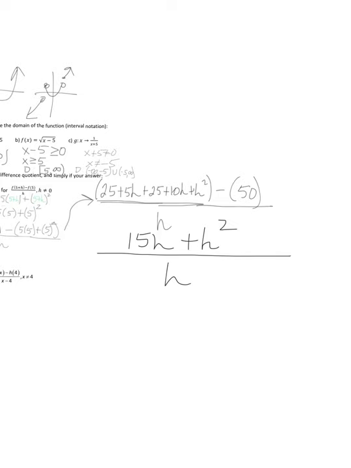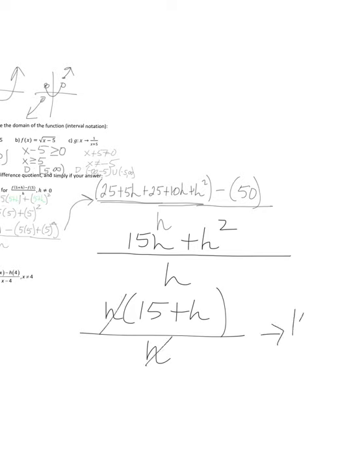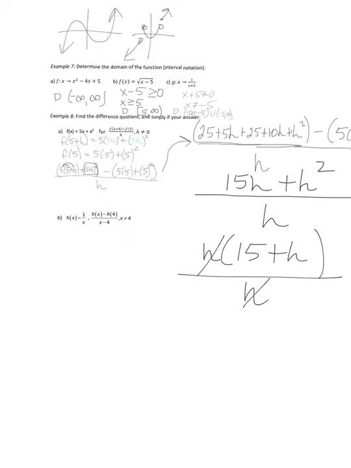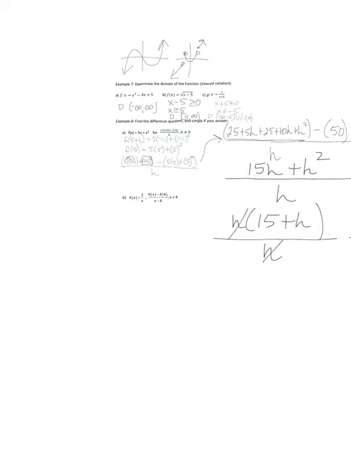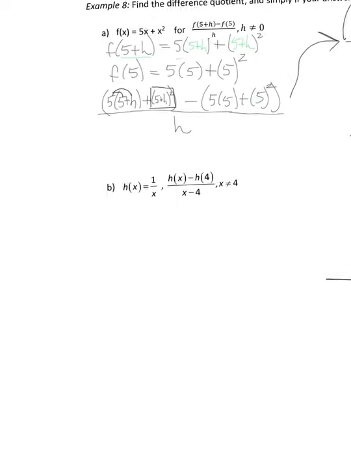Now, if I want to simplify, I can factor out an h, which leaves us with 15 in the numerator, which leaves us with 15 plus h times 15 plus h, and I have an h in the denominator. That cancels, and that gives us our final answer of 15 plus h. At this point, this is just practicing a skill. We don't know what the meaning of this is yet, but it has significant meaning once we get into calculus.